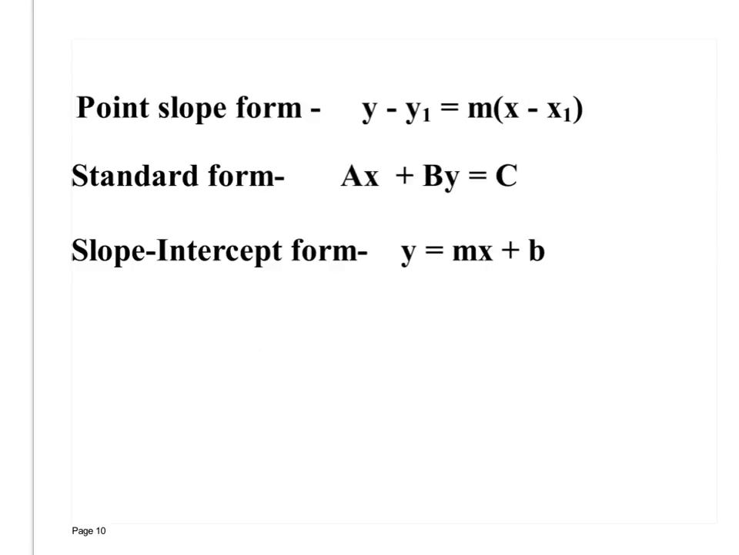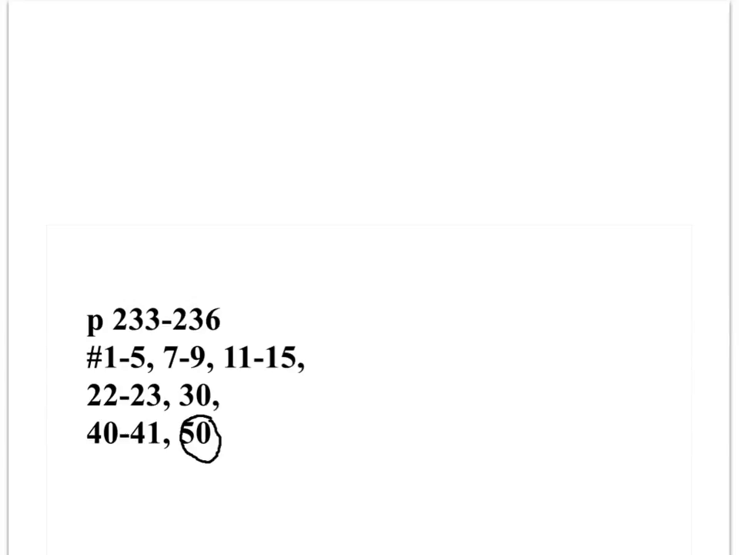Alright, this is just going back over the forms. You have point-slope form, which is y minus y1 equals m times x minus x1. Standard form is ax plus by equals c, where x and y are on the same side. And then slope-intercept form is y equals mx plus b.